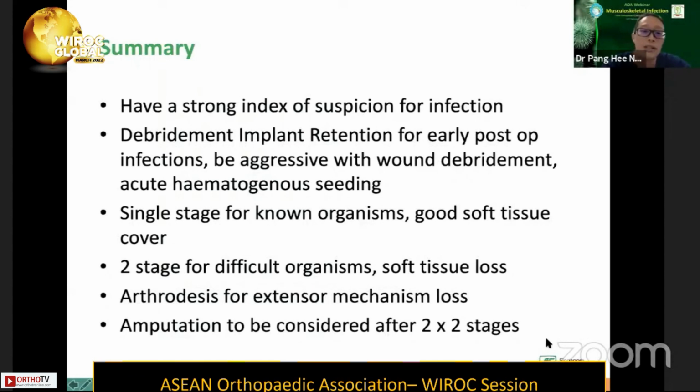Single stage for known organisms, good soft tissue cover. 2-stage for difficult organisms such as fungal infection, non-tuberculous mycobacteria, MRSA, right? And if you have soft tissue loss. Arthrodesis for extensor mechanism loss, and amputation in my practice is usually after two stages, right?